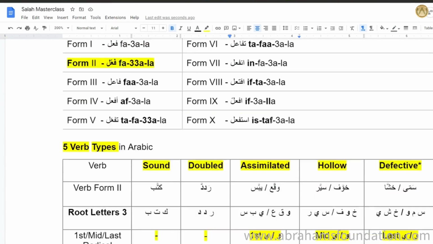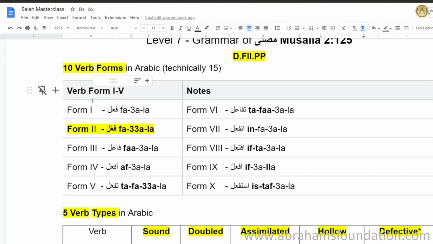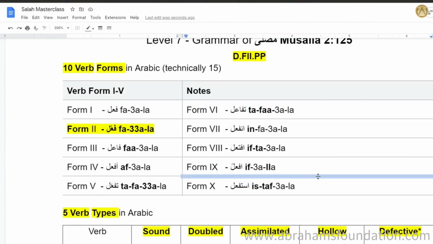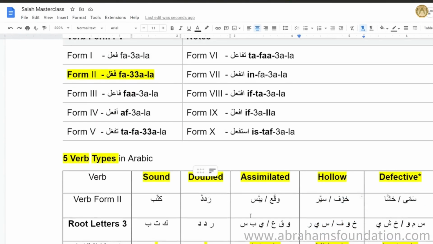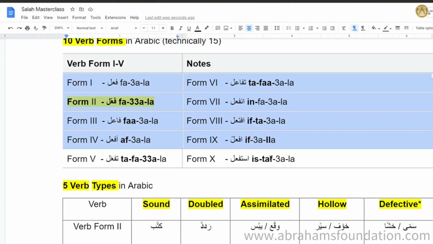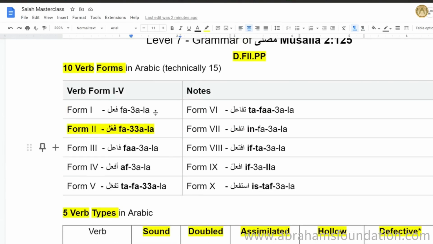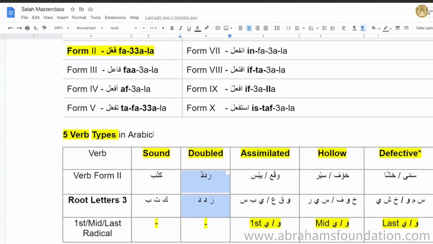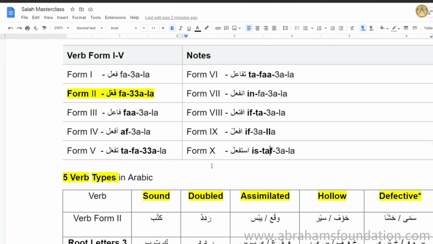Okay. And each one has a different way to do this. Defective does this differently. A hollow does this differently. That's why Arabic is hard. Each one does this part here. What you're seeing right here is the sound verb example. Doubled is almost the same style. It's just little differences inside.